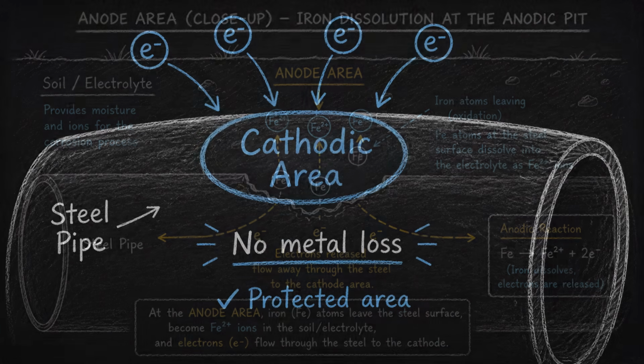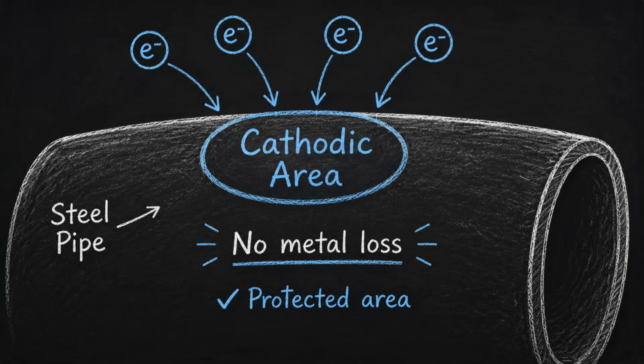The cathodic area is different. At the cathode, the metal does not dissolve. Other reactions happen there, but the steel itself is not being consumed in the same way. So in corrosion language, the anode corrodes. The cathode is protected. This is the key idea behind cathodic protection. If we can force the entire structure to behave like a cathode, corrosion can be greatly reduced. And that is exactly what cathodic protection tries to do.